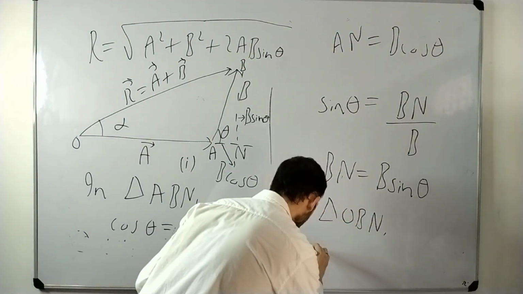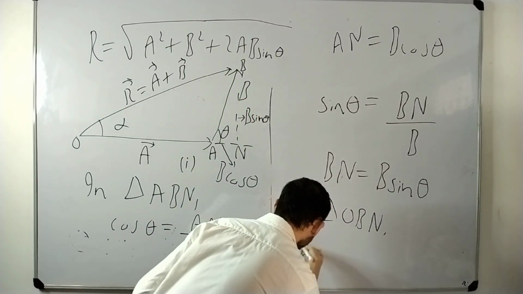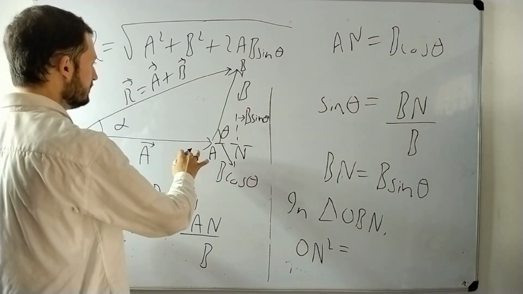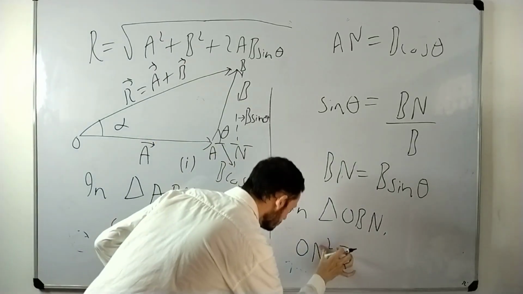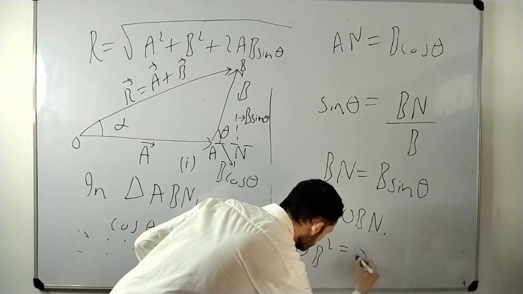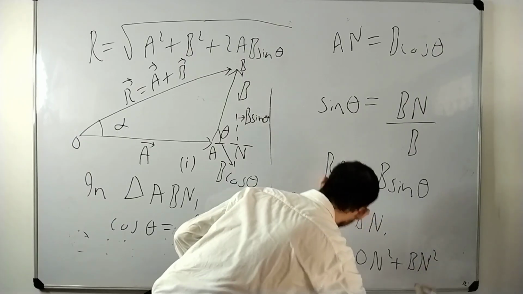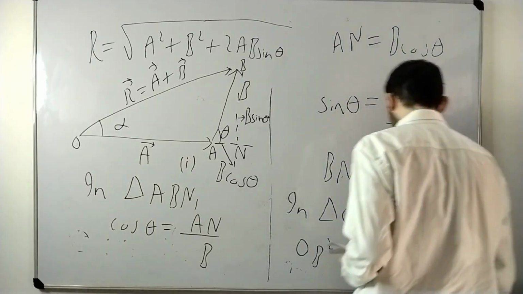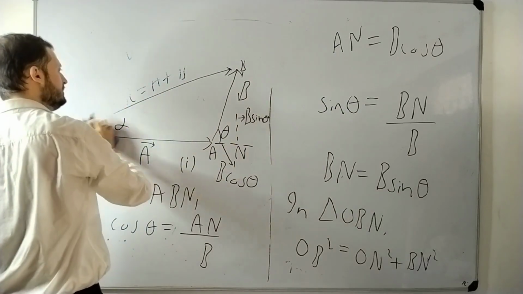So what should I write, students? ON square, right? No, sir, not right. It should be OB square equals ON square plus BN square. Right, students? Definitely, sir. Now it is right. Which property is it? Pythagoras theorem.